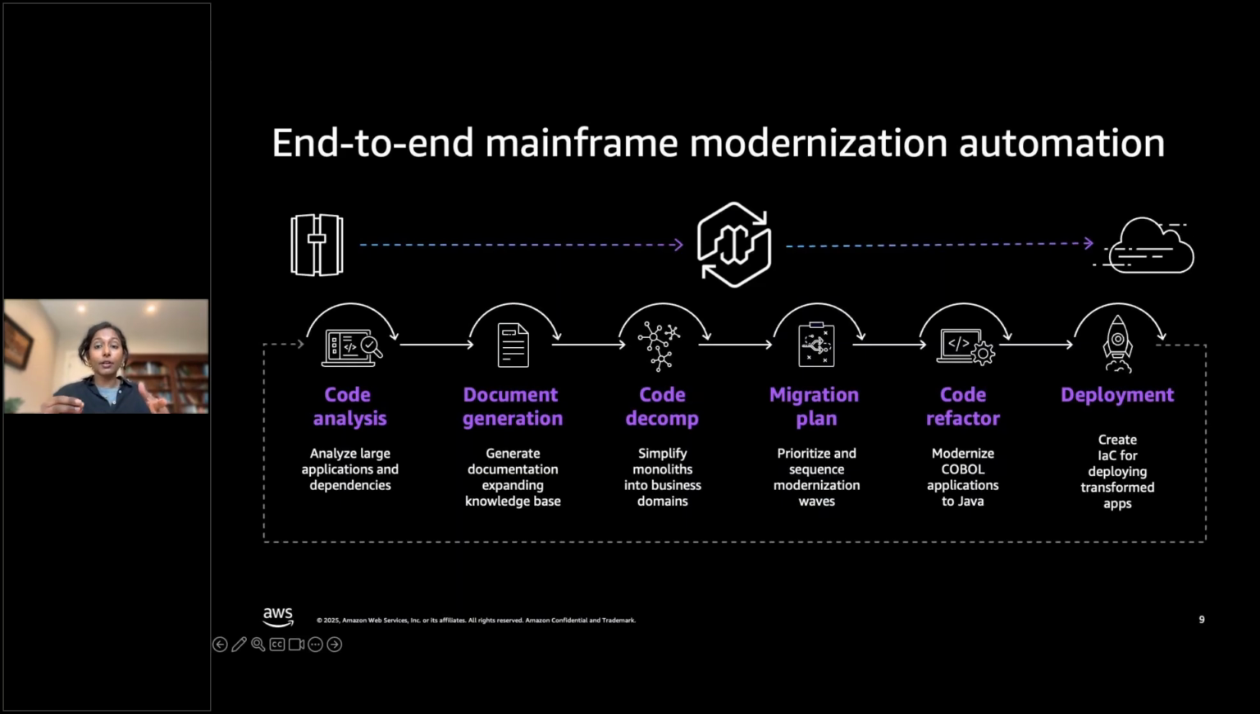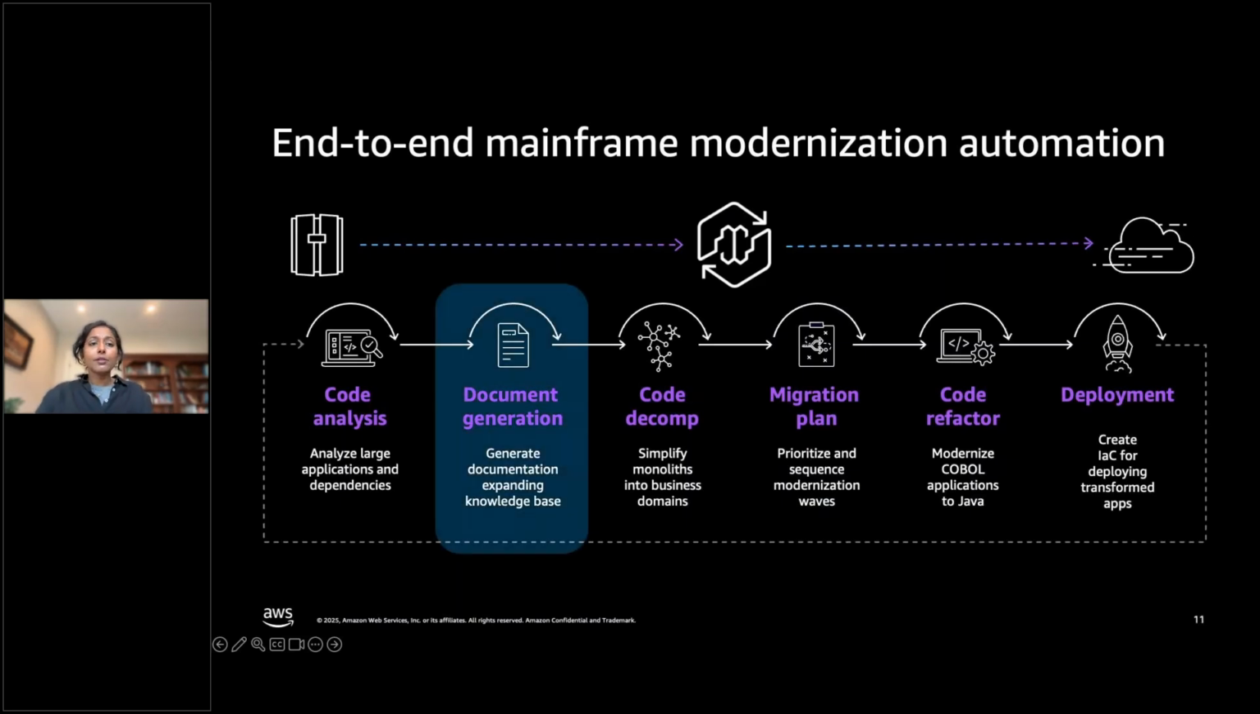Finally, we automate the refactoring of code, and we provide another feature called Reforge, which lets you restructure your code in order to make it more readable and easier to maintain for your native Java developers who will be carrying the applications forward. Finally, AWS Transform also provides infrastructure as code templates to accelerate the deployment of your transformed applications into AWS when you're done modernizing. So let's go a little bit deeper on a couple of these features.